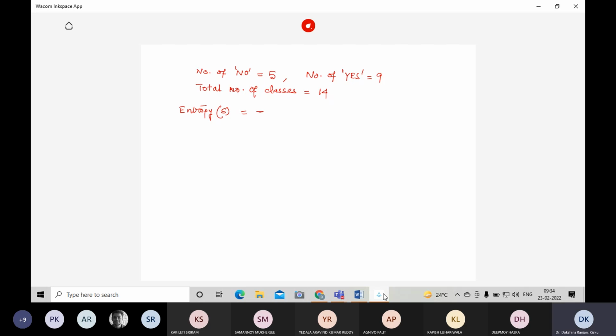So we know the equation of entropy. We will take 9 by 14. That means the probability of having the yes will be 9 by 14. Then we will take log of 9 by 14. So pi log of pi, so minus pi log of pi.